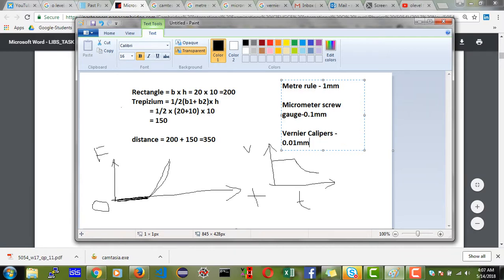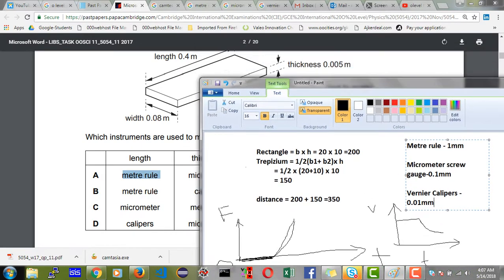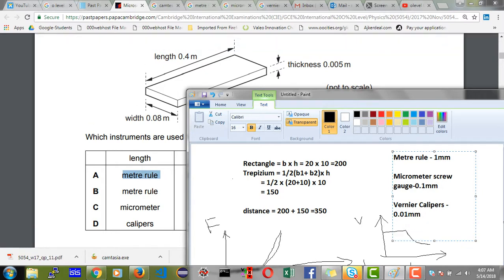Now we compare with the options we have here. The first one is length, 0.4 meter. If you convert it to millimeter, you multiply by 1000, since 1 meter is equal to 100 centimeter and 1 centimeter equals 10 millimeter, so we have 1000 millimeter. Multiply by it, that is 0.4 meter equals 400 millimeter. So the meter rule must be used here.